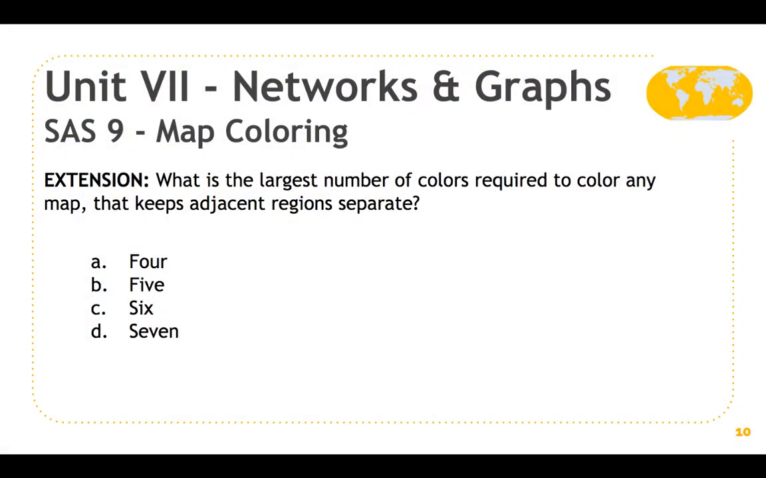What is the largest number of colors required to color any map that keeps adjacent regions separate? That's kind of a tough one. But if you think about it, there's a way to determine it. And it has to do with graph theory. You may not think that way, but in a minute, you're going to see exactly how it works, okay? So is it 4, is it 5, is it 6, or is it 7? I don't think it's as many as you think it is. So let's take a look.